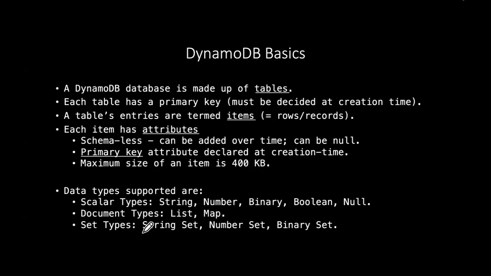And from the set's point of view, the only thing it supports are sets of strings, sets of numbers, or sets of binary values. Looks like you can't have a set of documents. So these are the native data types that DynamoDB supports. And when we read data from a DynamoDB table, we have to convert these native types into the types that are supported by the particular language that your, in our case, our Lambda function is written in.